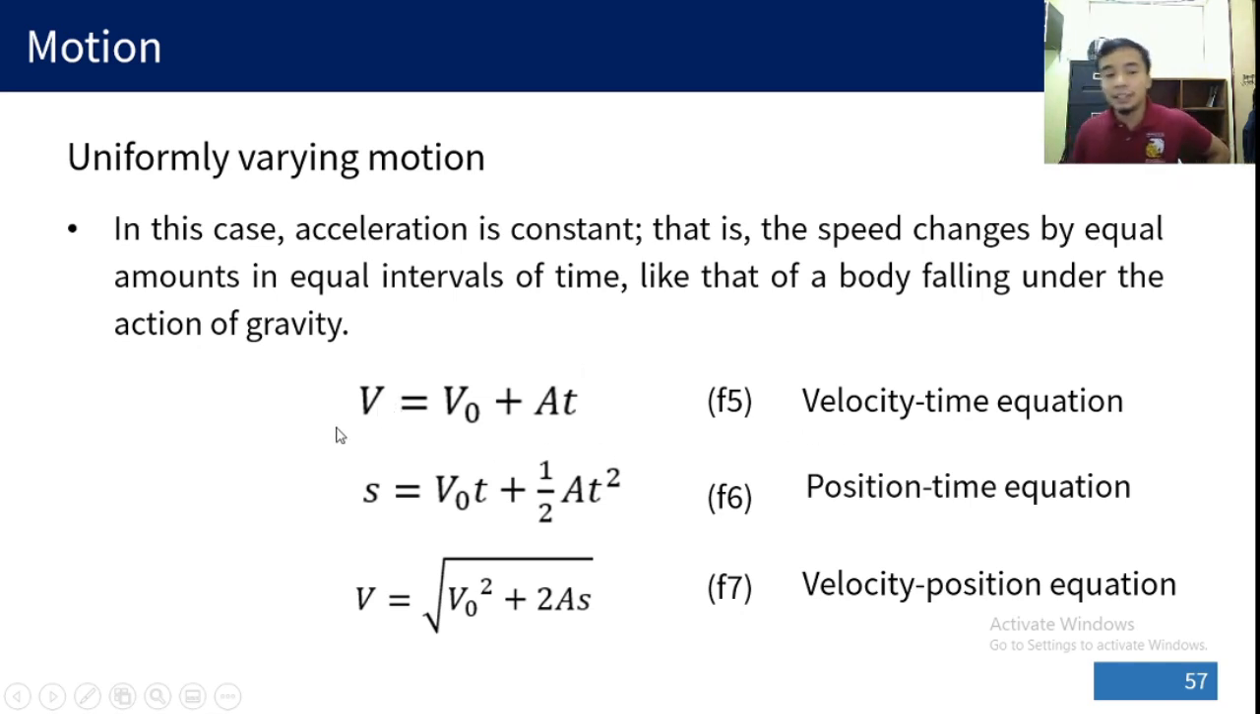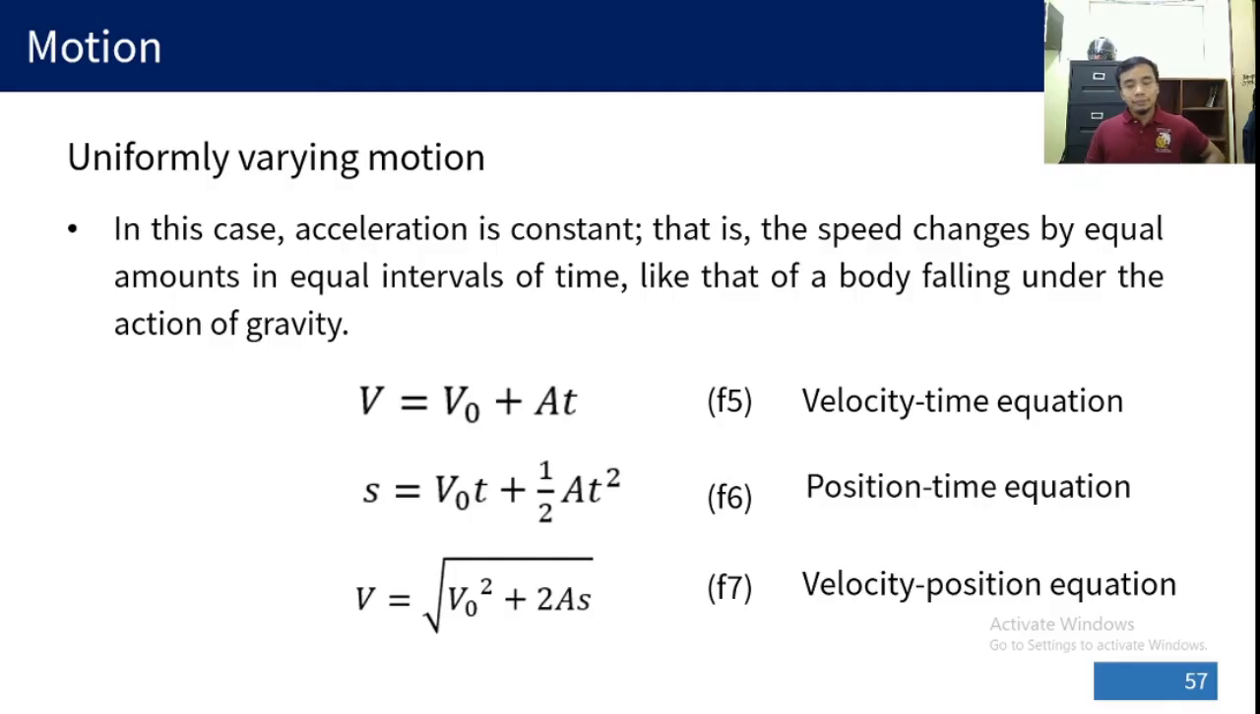Okay, so going back, in F5 the velocity is a function of time. So in the velocity-time equation, the velocity at any time t is equal to v naught plus acceleration times time. Equation F6 is position as a function of time. So the position or displacement of a body at any time t is equal to v naught times t plus 1/2 times acceleration times the square of time. Lastly, equation F7 is the velocity as a function of position. The velocity at any displacement s is equal to the square root of the quantity v naught squared, or the square of the initial velocity, plus 2 times acceleration multiplied by the position.